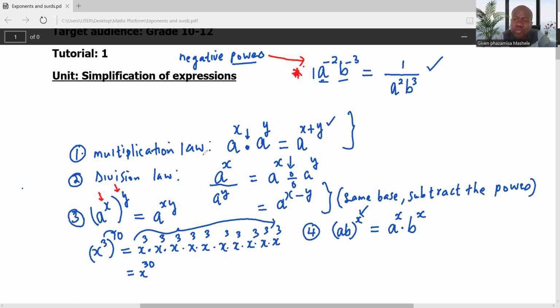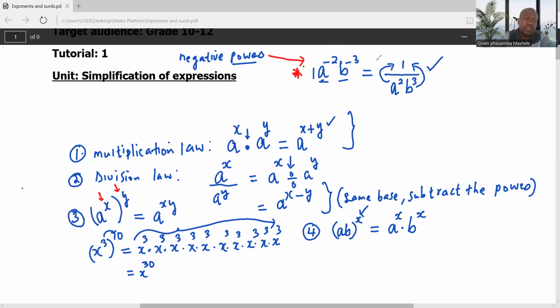The same applies if we wanted them to go at the numerator: the sign of the powers has to change. You see, it will be a raised to the power -2 and b raised to the power -3. Then we're going to remain with this. So it's all about playing with the powers. It's very, very important.